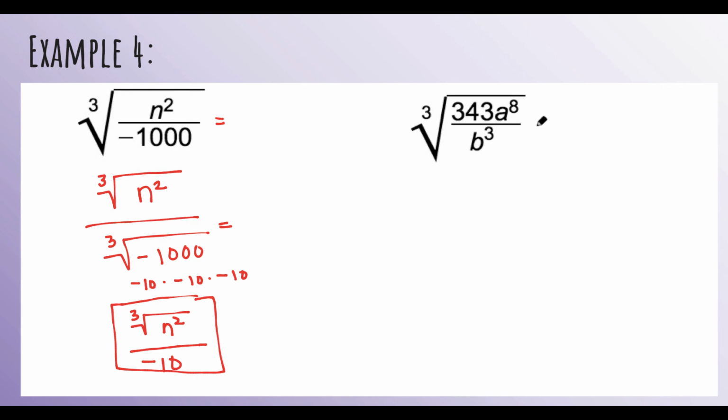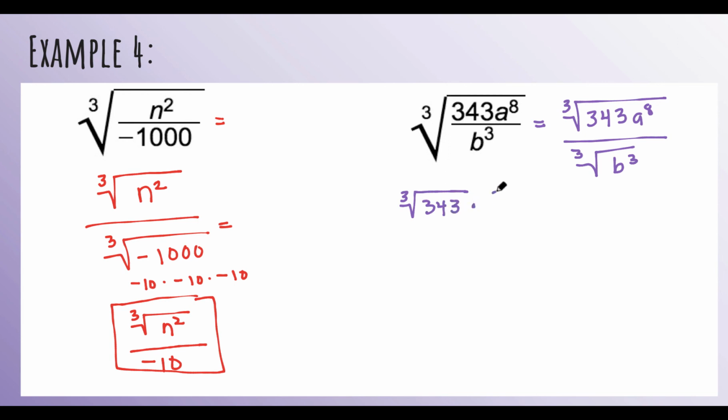Okay, so our last problem, we have the cube root of 343 a to the 8th divided by b cubed. So we're going to rewrite this as the cube root of 343 a to the 8th power over the cube root of b cubed. Okay, next we're going to use the product property of radicals in the numerator. So we have the cube root of 343 times the cube root of a to the 8th power. All of this is still over the cube root of b cubed.